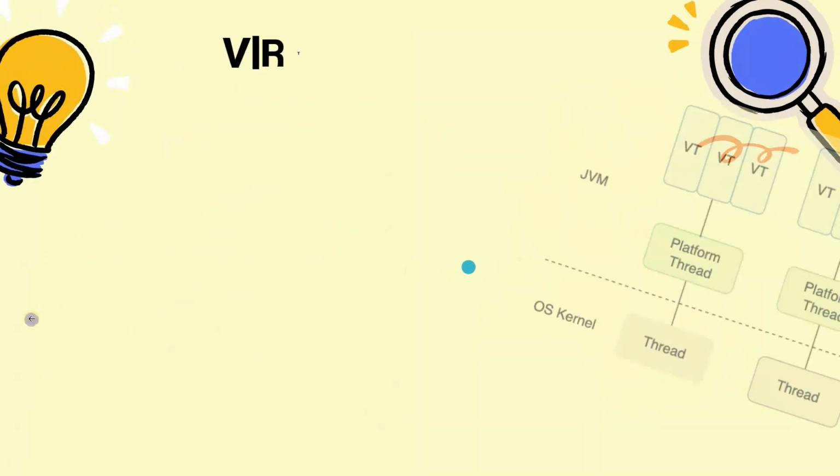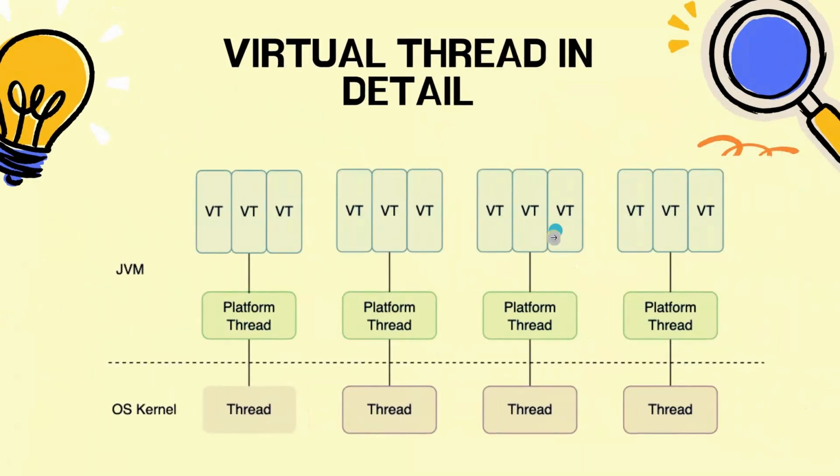Now, if we talk about how this virtual thread works, it's trying to call the platform thread. So above the platform thread, we can create multiple virtual threads. There's no dependency on hardware. We don't need to increase our hardware dependencies for creating the virtual thread.